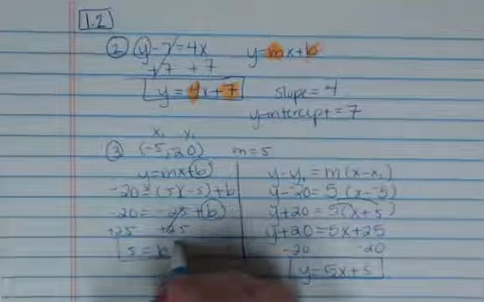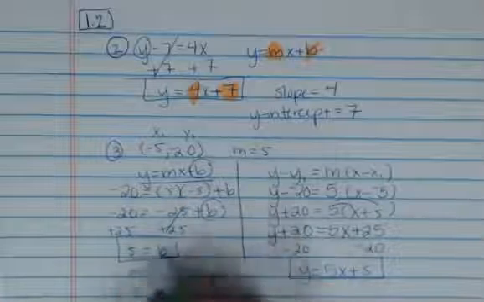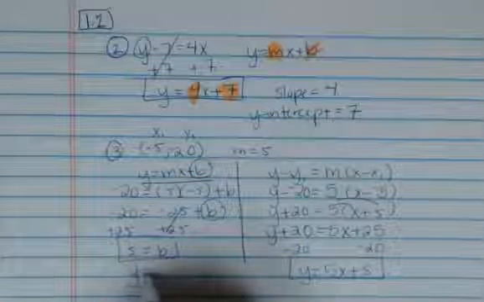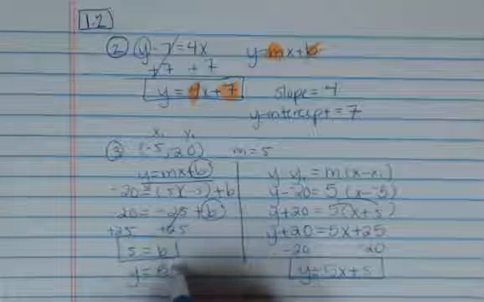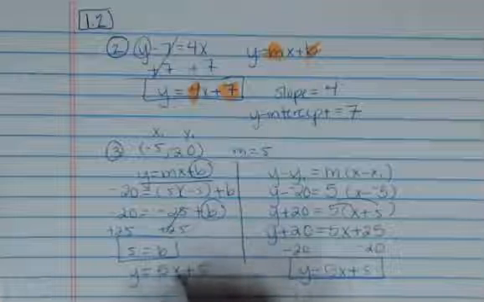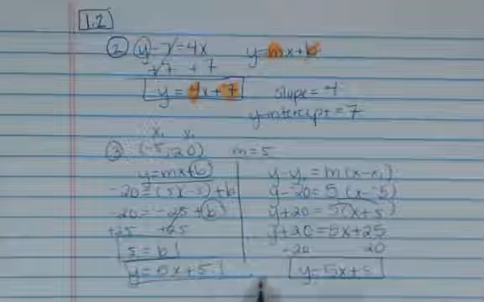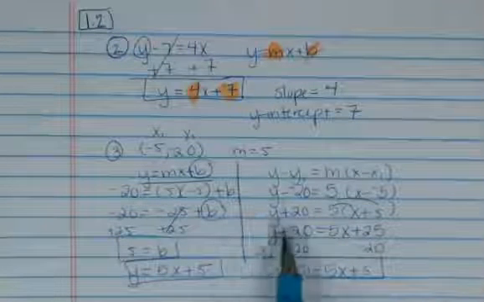Now I can't just stop there because the problem said to write the equation in this form. So I need to take it one step further and say y is equal to mx plus b, plugging in my m and b. And you can see I got the same equation no matter the process that I took.